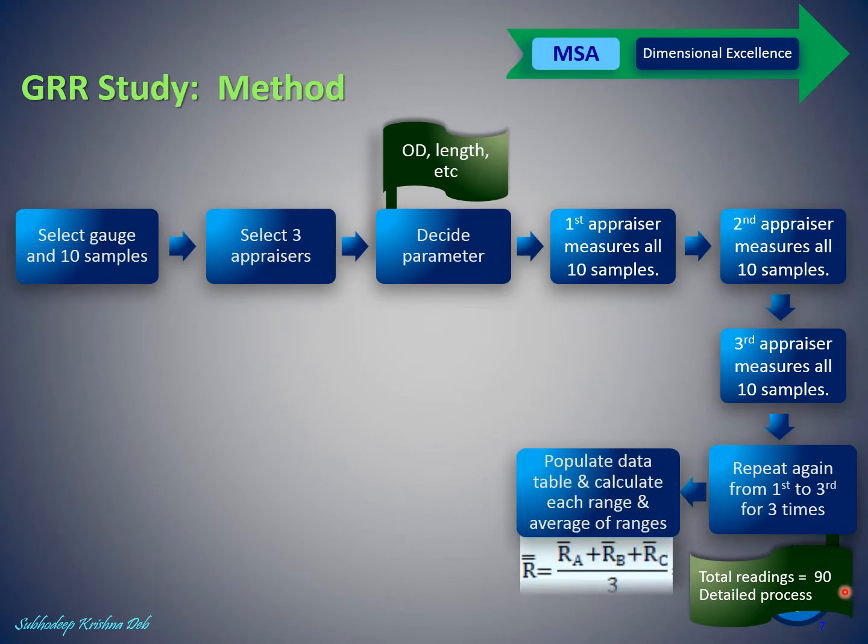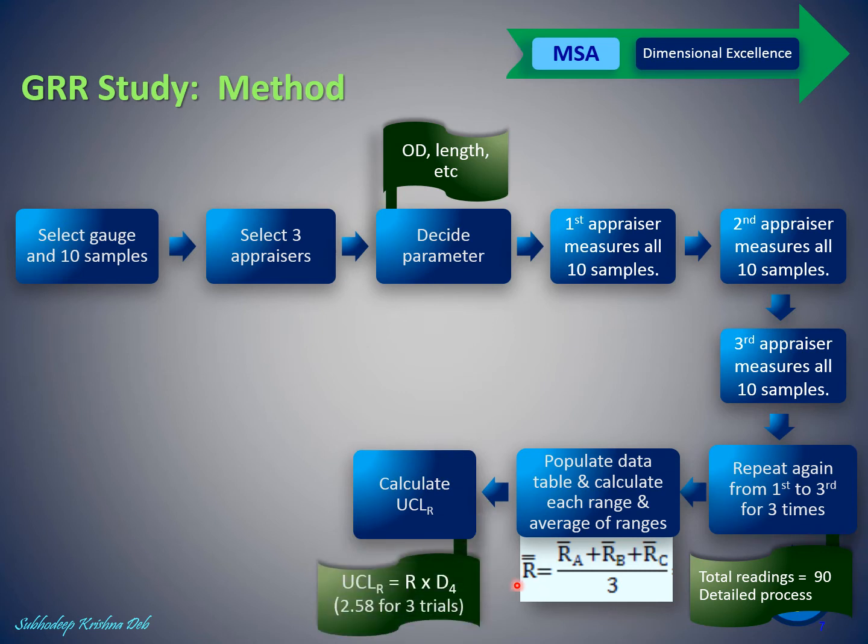After this, we will have to calculate the data and finally compute R double bar, using R bar A, R bar B and R bar C divided by 3. That is the average of range. R bar A is the average of range of A. Now this is called R double bar. After that, we have to calculate the upper control limit for the range, which is given by this formula, where D4 is the constant and is 2.58 for 3 trials. We are doing 3 trials.